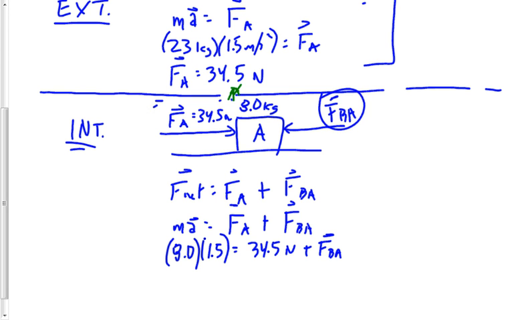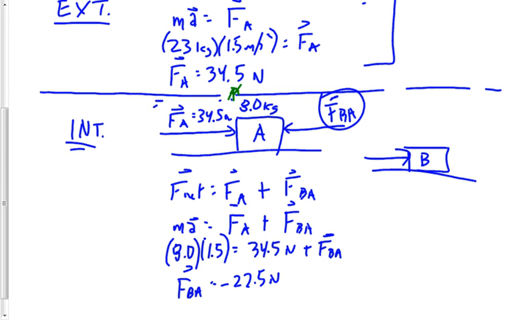Eight times 1.5 is 12.5. 12.5 minus 34.5 gives me negative 22.5. Tara, did you get positive 22.5? Okay. So I did this, guys. I got negative 22.5. Tara analyzed object B. She found not the force of B on A, but rather the force of A on B, and she got positive 22.5. Is that right?